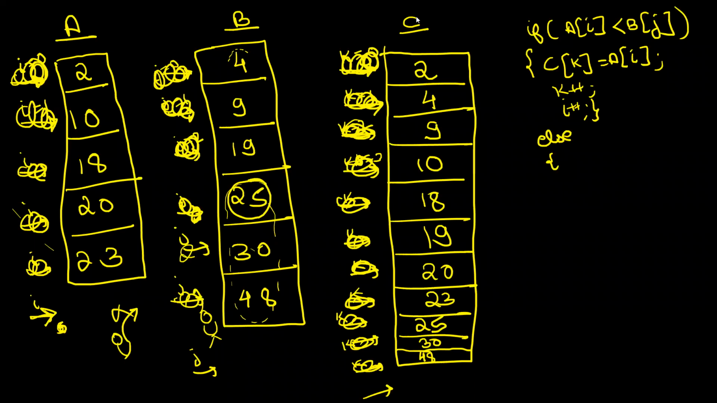How many of you are clear with what we are trying to do? Let's see. What if arrays are not sorted? Assume for now the arrays are sorted, right? Clear?